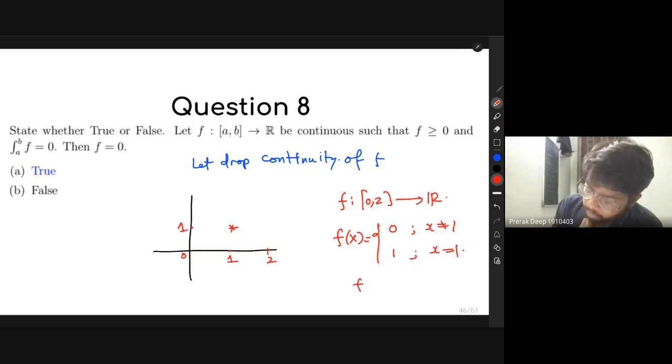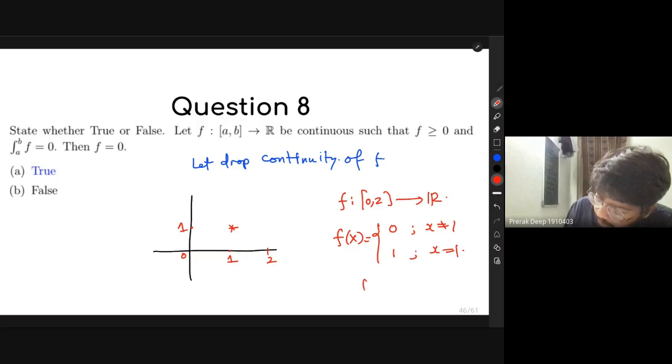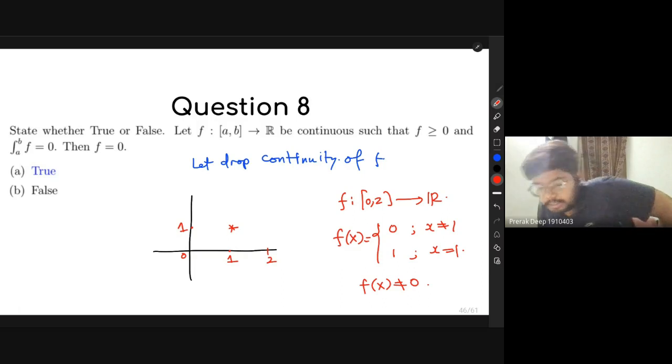Okay, and this function also satisfies this inequality, because it is always positive or zero. It is either positive or zero. So this function also satisfies this inequality, but it is not continuous, and its integration is zero, but the function is not zero. So this function f(x) is not zero completely, because at x equal to one, it is non-zero.